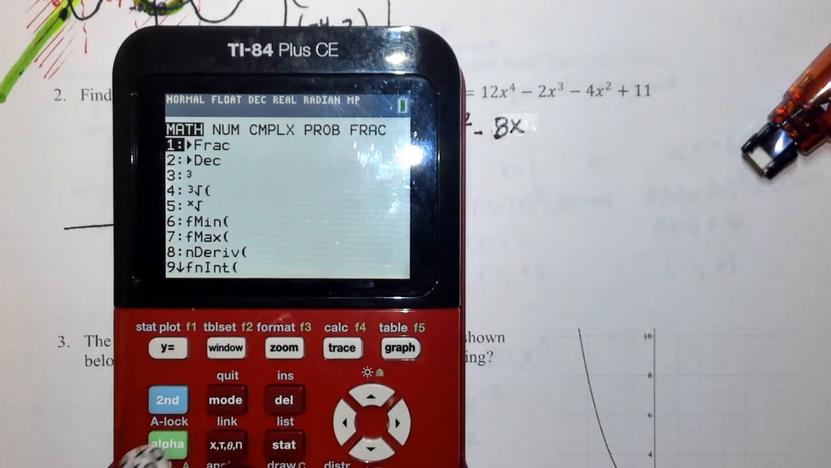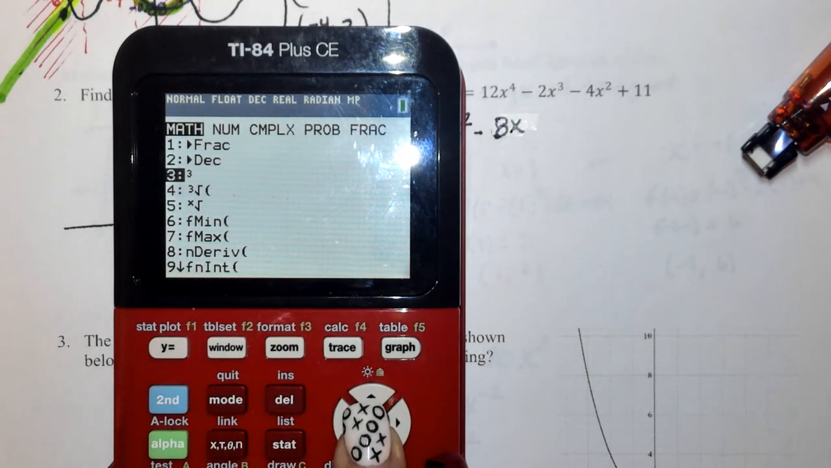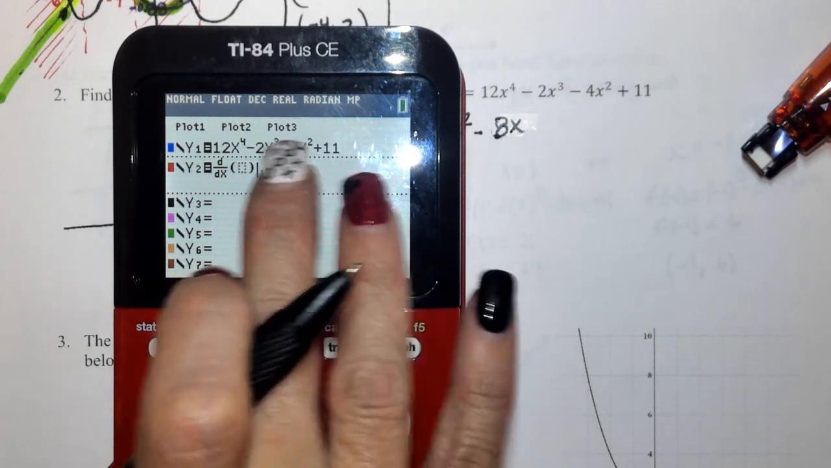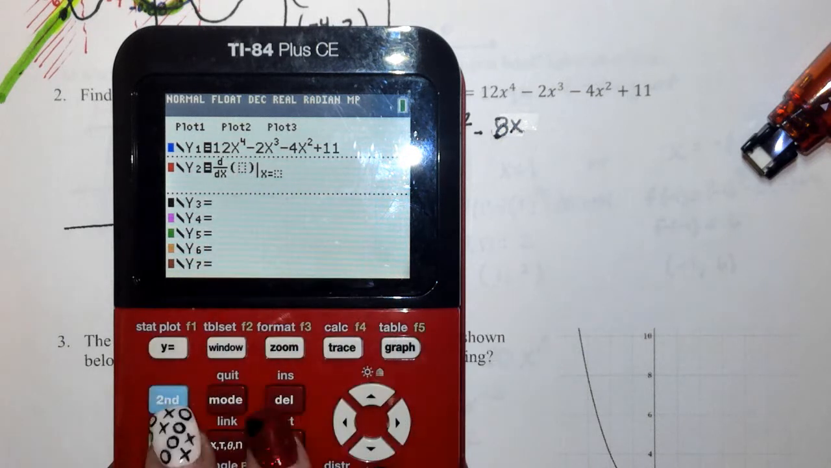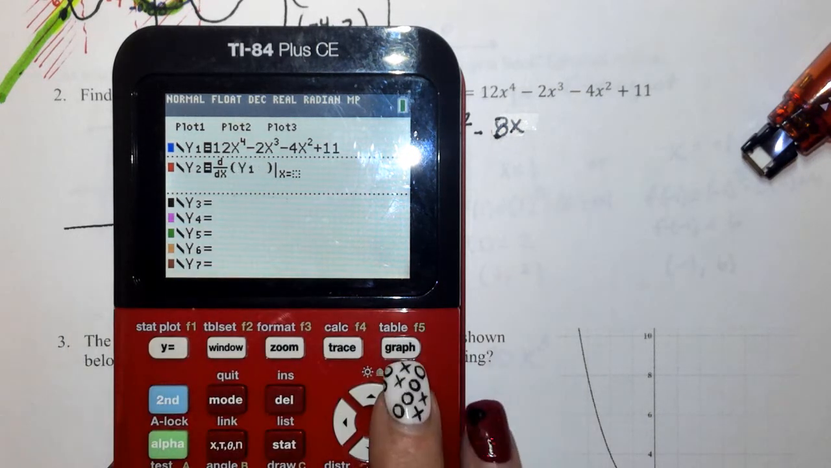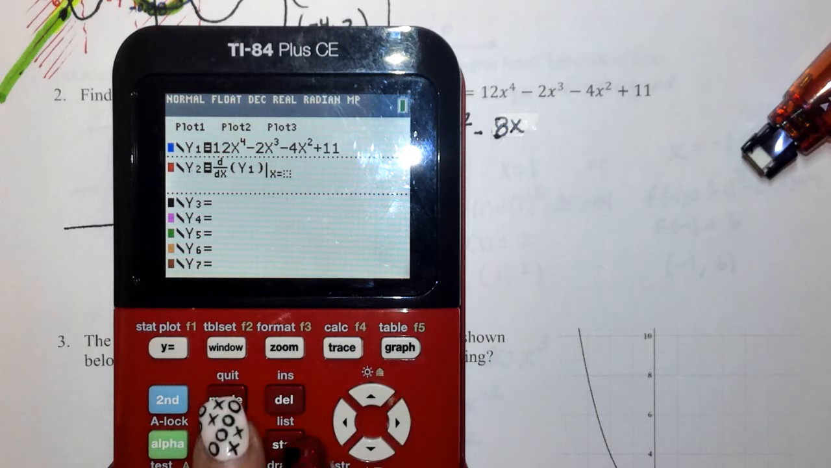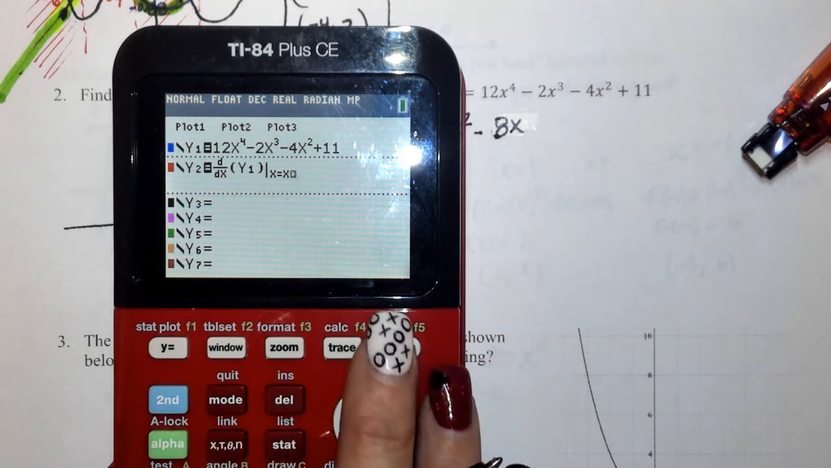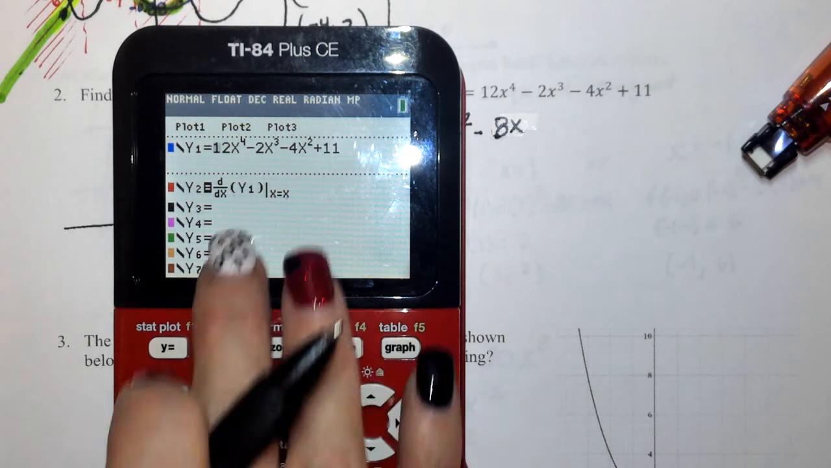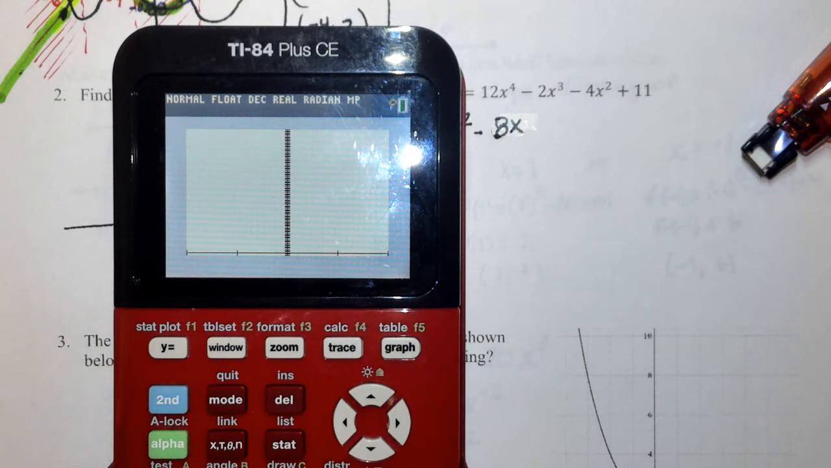Remember we did it in class. Hit math, go down to number 8, which is the derivative. You put dy dx. To get this equation right here, you do alpha y equals y bars, and you put in y1. And you want the derivative with respect to x. Okay. Now, I'm going to go back up here. I'm going to turn this graphing off by hitting enter. And I just want to graph the derivative.